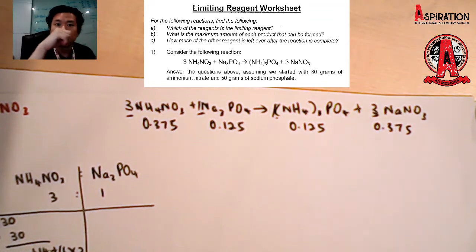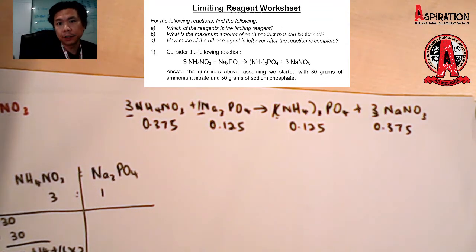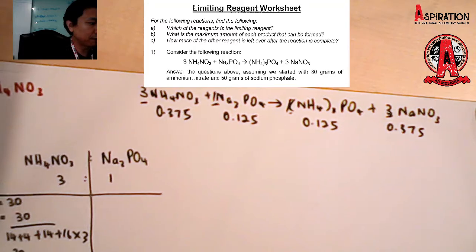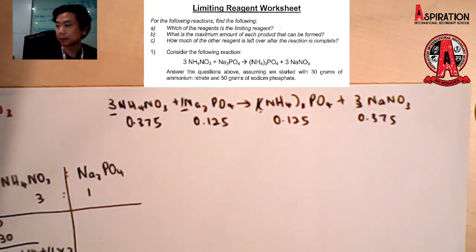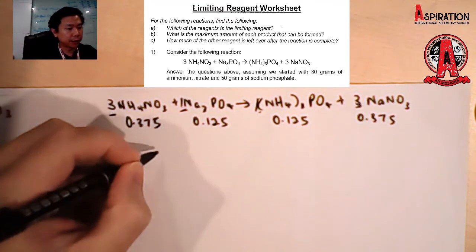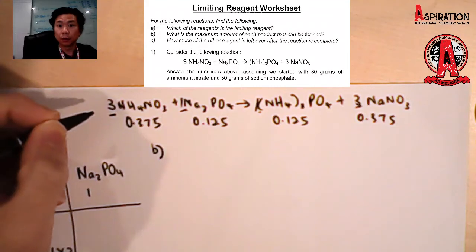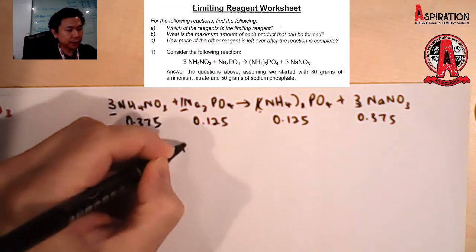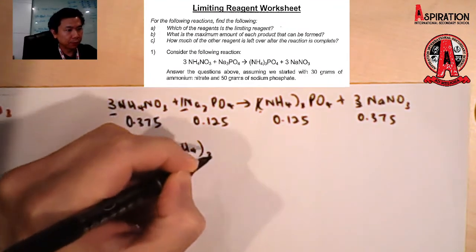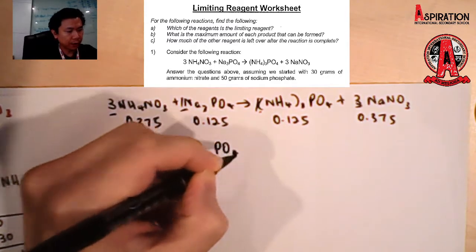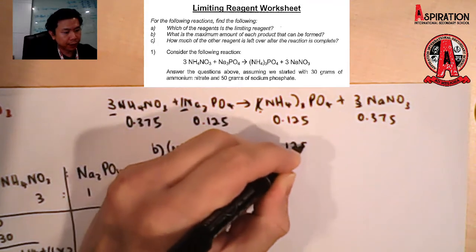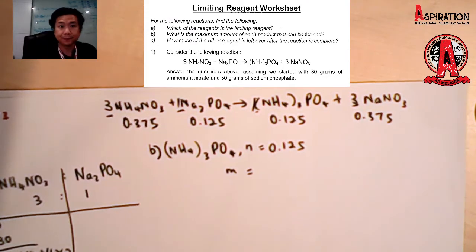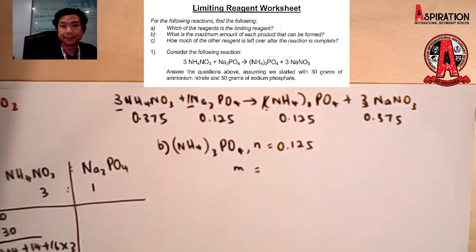Now look at B. What is the maximum amount of each product that can be formed? Well, usually they want the answer in grams, right? So we're going to attempt part B together here. So the first product is ammonium phosphate, and the number of moles would be 0.125. Now how do we get the mass?